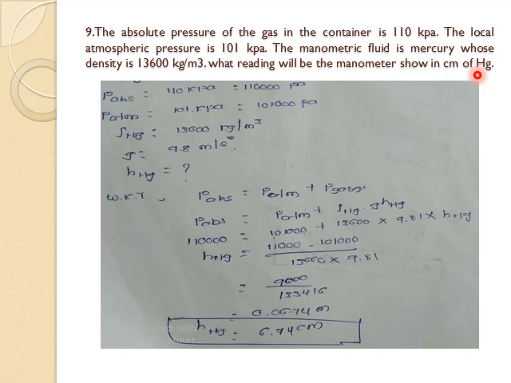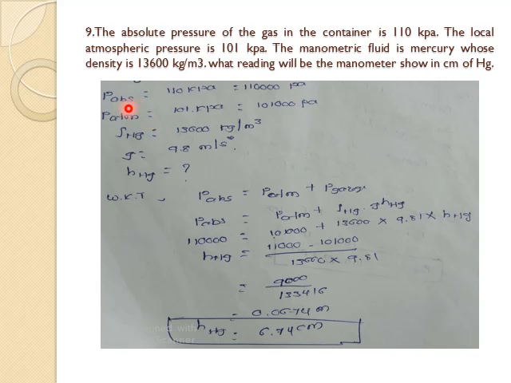In the given problem, what we need to find out is the reading shown by the manometer. We know that the reading shown by the manometer is nothing but the height of the manometric fluid. Here the manometric fluid is mercury.